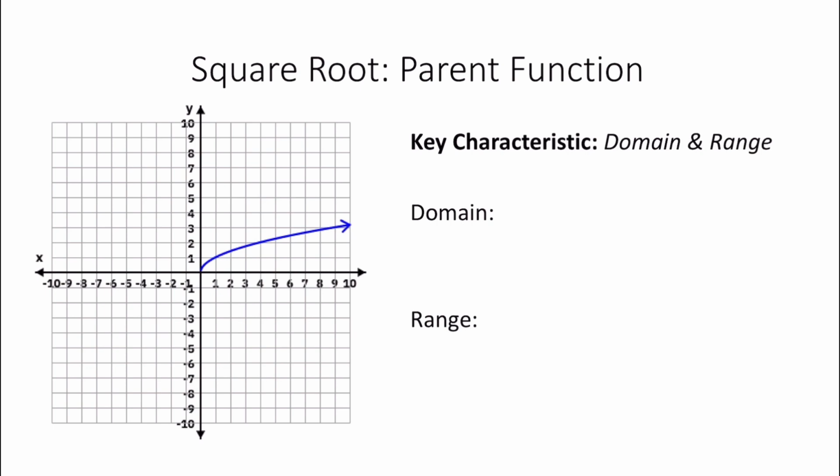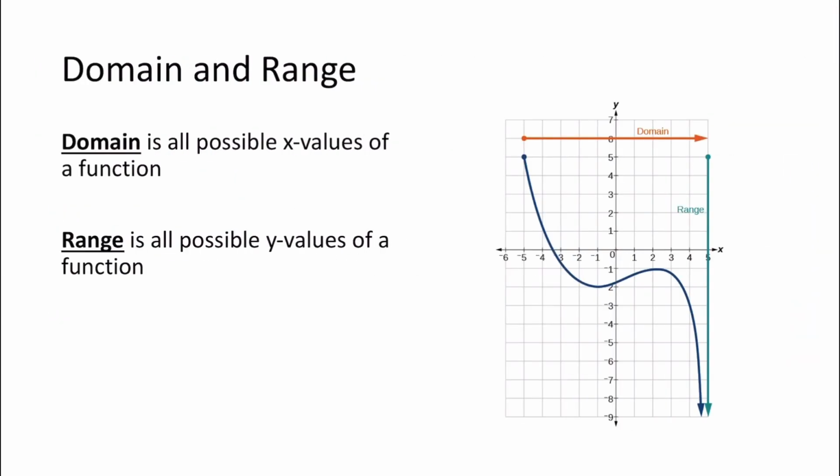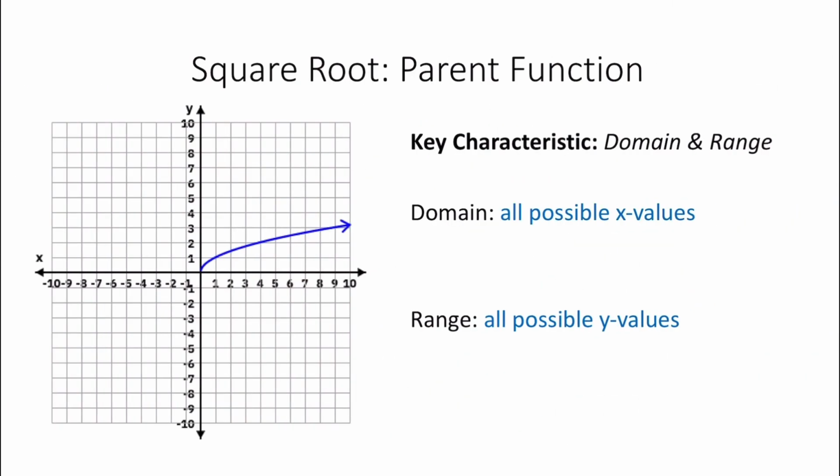So let's start off with the domain and range. Remember that the domain is all possible x values of a function, and the range is all possible y values. So if we're describing the domain of the square root parent function, notice that it starts off at 0 and then includes all x values going in the positive direction. So we would say the domain is from 0 to positive infinity.